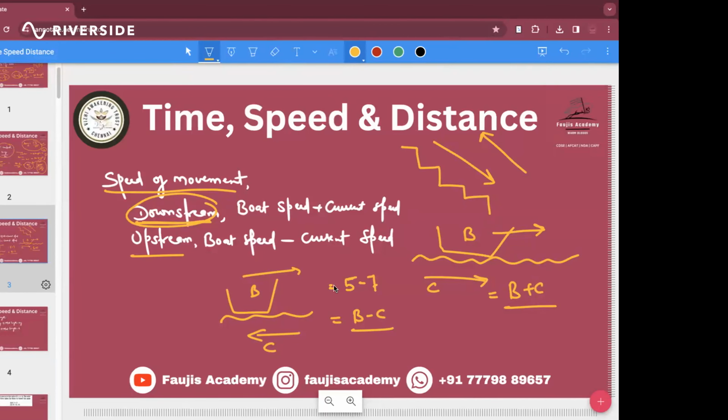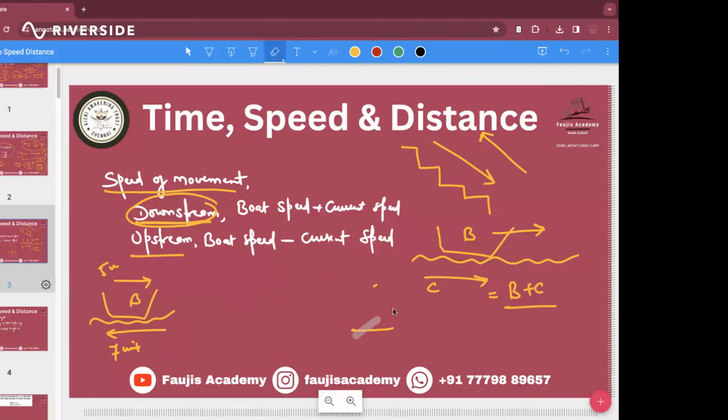Sir, I can't get you, sir. Let's say this is the water. This is the boat B. Boat is in this direction and boat's speed is 5 units. And the current speed is in the opposite direction. The current speed is 7 units. Will the boat move? Yes or no? Harish? Yes, boat will still move.